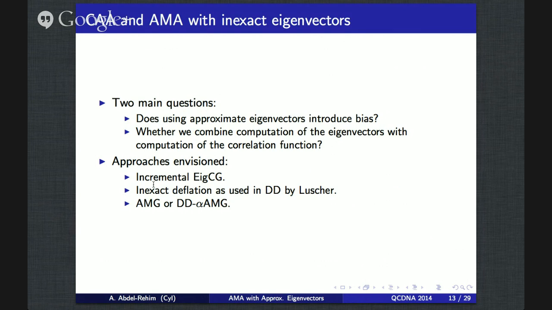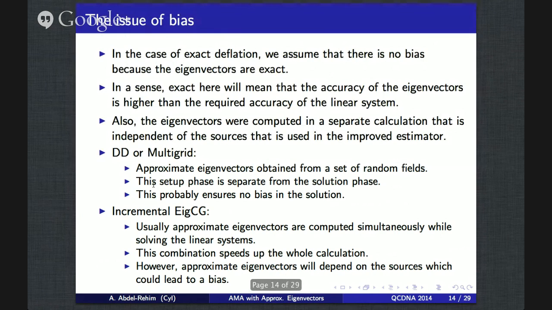So the approach that one can envision here is incremental EigCG, which is the main interest in this talk. But the same situation arises for things like inexact deflation with domain decomposition, or the way multigrid works with the near-null space that is used. All of these are supposed to give you a mix of eigenmodes that are approximate to different degrees. So how does this affect your calculation if you apply this method?